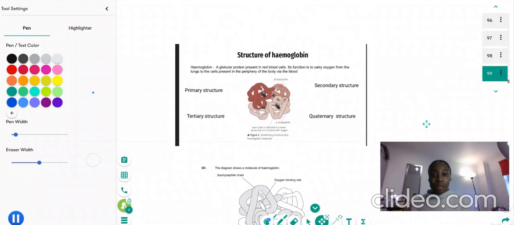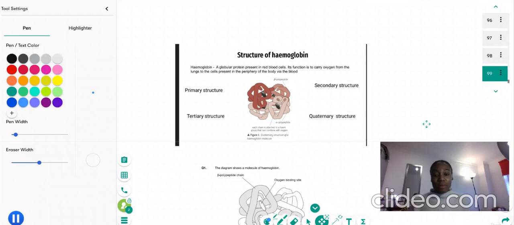So, to really start off this lesson, we should define what hemoglobin is. Hemoglobin is a globular protein present in red blood cells, and its function is to carry oxygen from the lungs to the cells present in the periphery of the body via the blood. That is very wordy, but we can break it down.